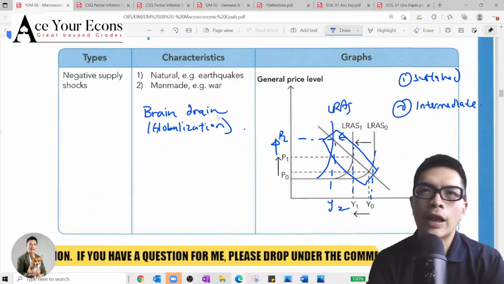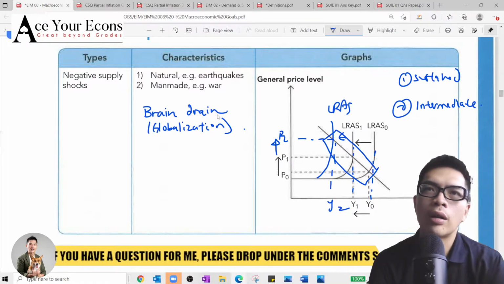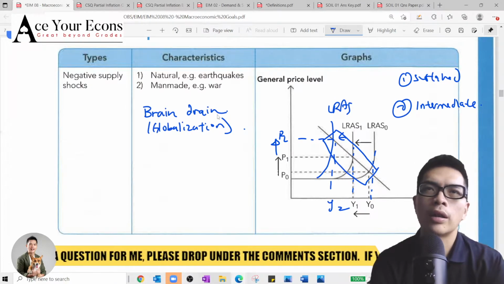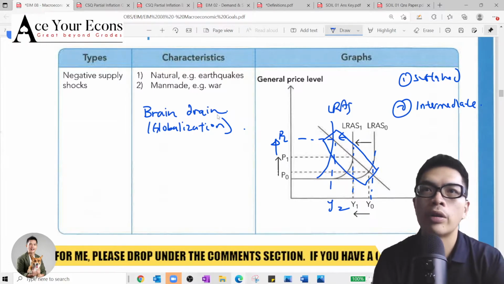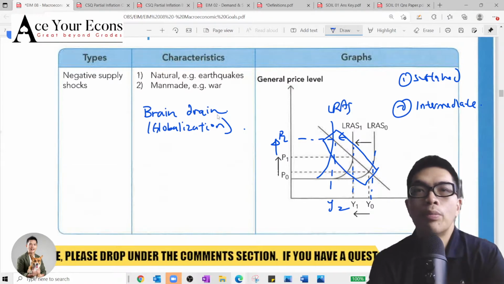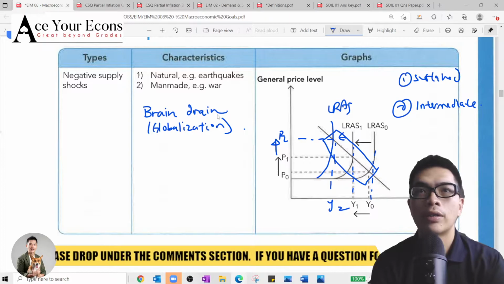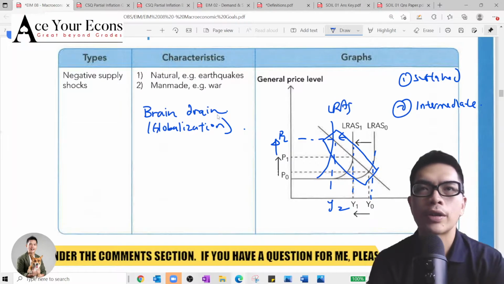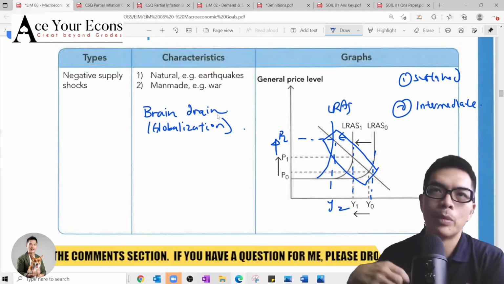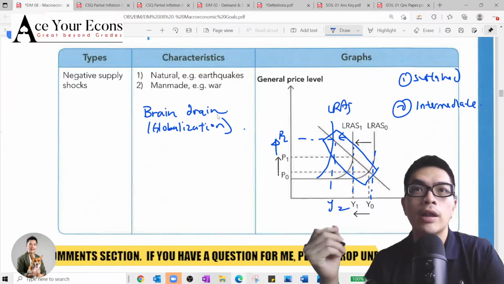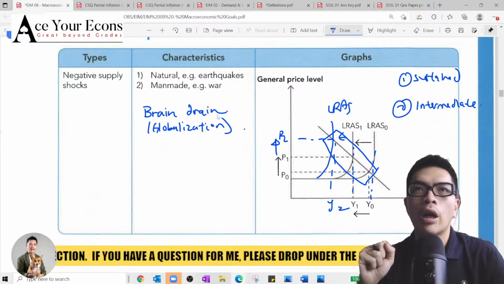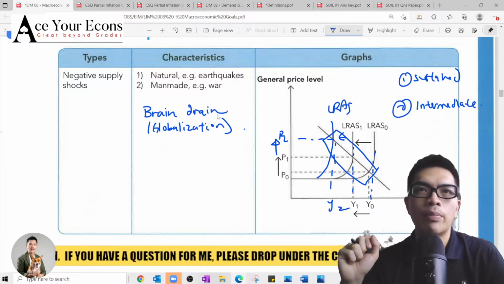Okay, and if the country has political or any form of instability, like what we see in Hong Kong, there is a lot of political instability in Hong Kong, or Malaysia, when there is favoritism to the Bumiputras. So you realize that there is a loss of Chinese workers to the rest of the world. That's why you see a lot of Malaysians coming to Singapore to work. So this is an important phenomenon, and this will lead to a contraction in your LRAS, and it will exert an upward pressure on your price level.